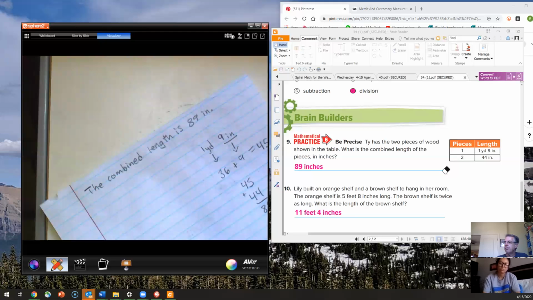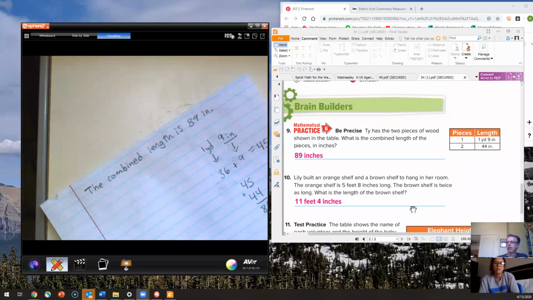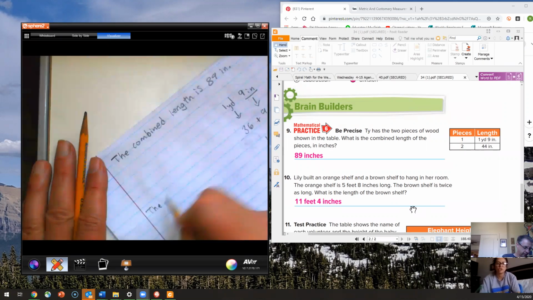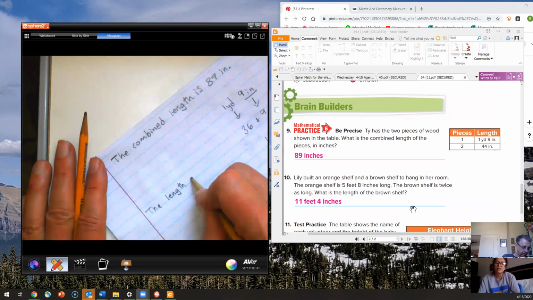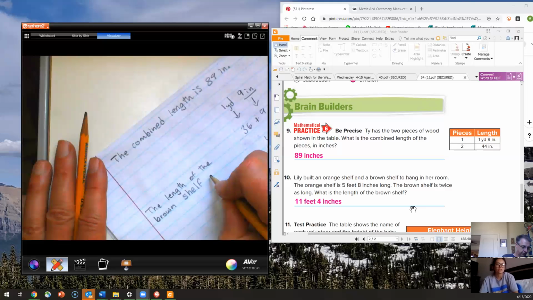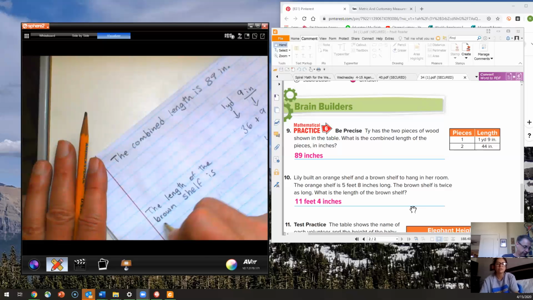And Ms. Garcia, do you want to bring it home with number 10? Yep. All right. So this one says, Lily built an orange shelf and a brown shelf to hang in her room. The orange shelf is 5 feet, 8 inches long. The brown shelf is twice as long. What is the length of the brown shelf? So boys and girls, you should have ended up with 11 feet, 4 inches. But, like Mr. Yates said, we do want you guys to be using answer sentences. So he's writing one out for you guys. A good one is: the length of the brown shelf is 11 feet, 4 inches.